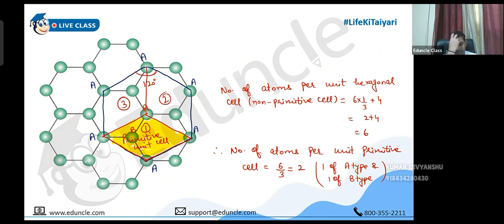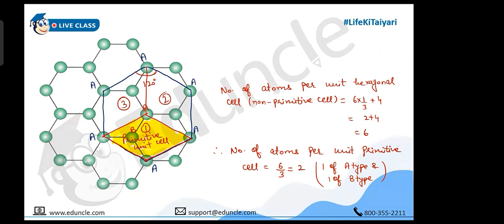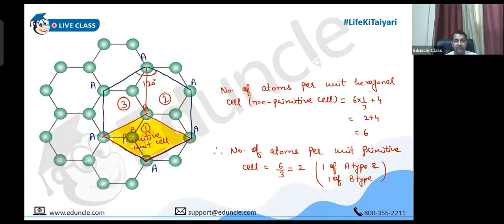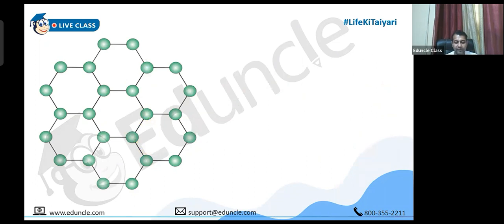Please tell. Yes, sir. Now, let us calculate the area, because it is a 2D structure. Let us calculate the area of the primitive unit cell and the non-primitive. So if we are able to calculate the area of the non-primitive one, then by dividing it by 3, we will be able to calculate the area of the primitive one also. So how to do that? Again, I will be making the same diagram, because otherwise that particular diagram will be complicated for you and you won't be able to understand.